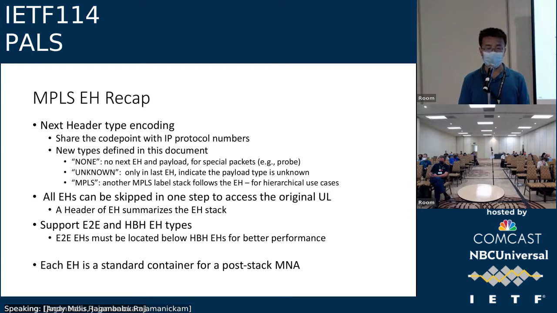We also explicitly support two types of extension headers, end-to-end type and hop-by-hop type. We require that the end-to-end type extension headers must be located after the hop-by-hop ones, because hop-by-hop headers need to be processed at every hop. So you have to put the HBH type first, and then after that the end-to-end type. This can help us optimize performance. You can see each extension header is just a standard container, and it allows newer applications to be freely defined in the future and put into the extension header. Next slide, please.